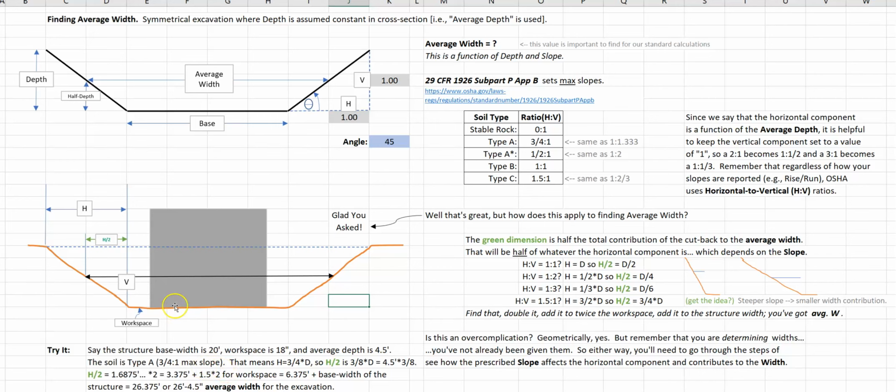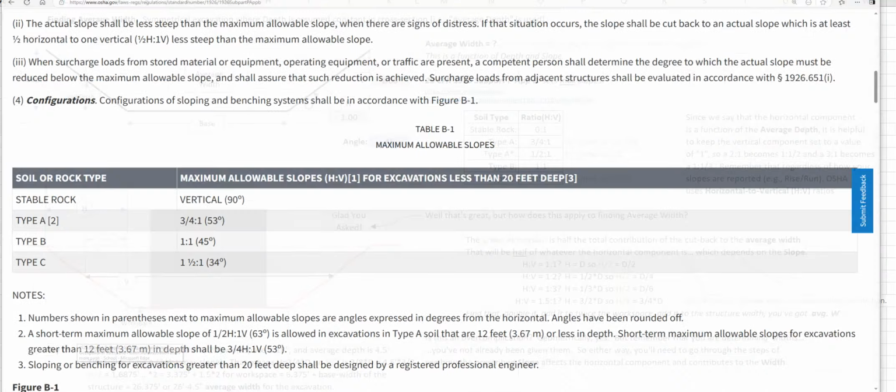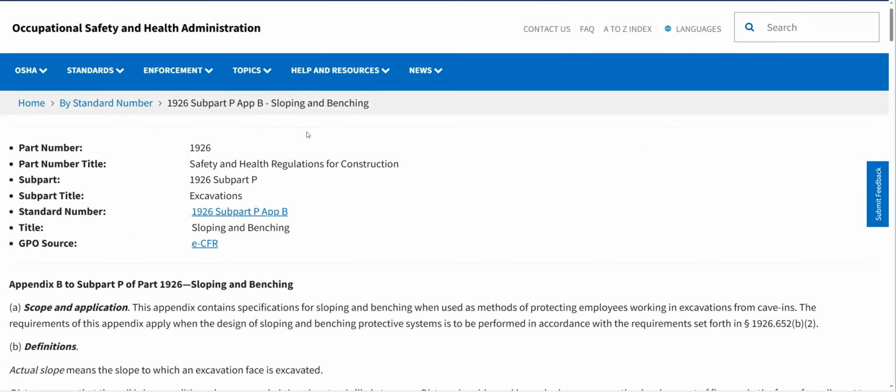Add in 3 feet for the workspace, 1.5 on either side, and we get this. And then we add in the base width. And so when we resolve this into feet and inches, it comes out to 26 feet, 4.5 inches. And that was the average width for the excavation. And again, you can use it. So remember, this has a purpose. It's not just volume calculations, and it has a source, and that would be our OSHA regulations. Sound good? Okay, trench and excavate safely.